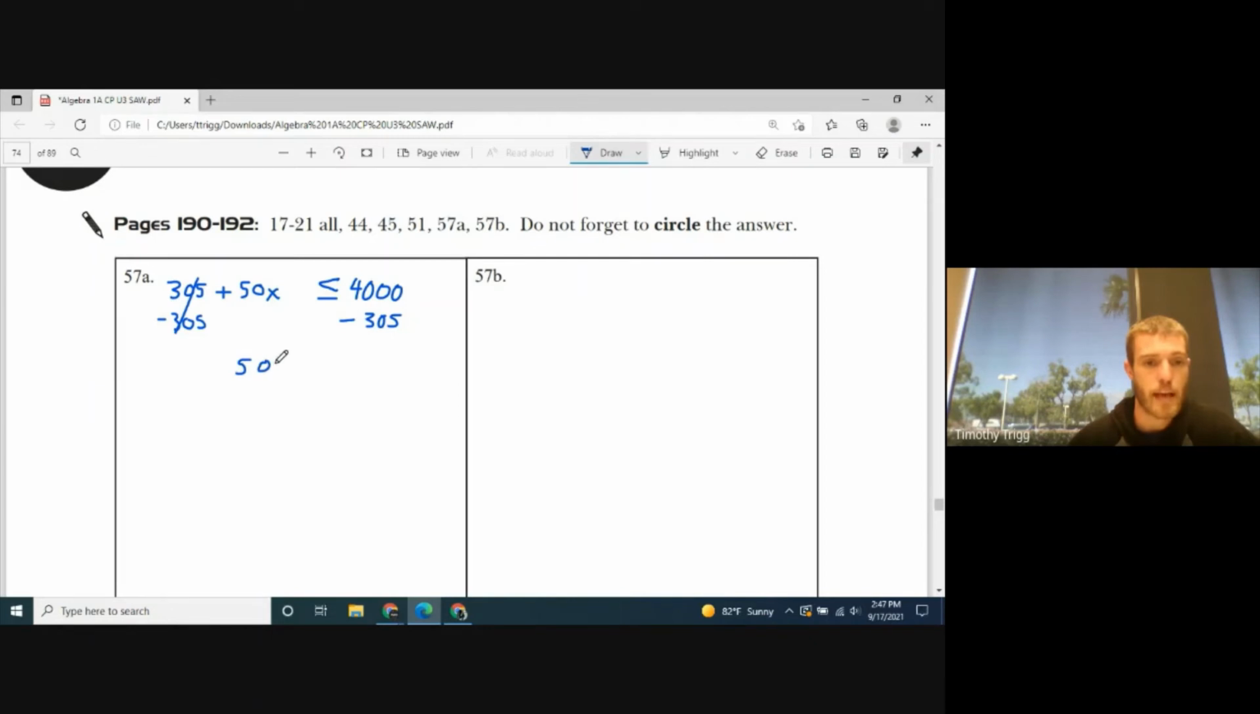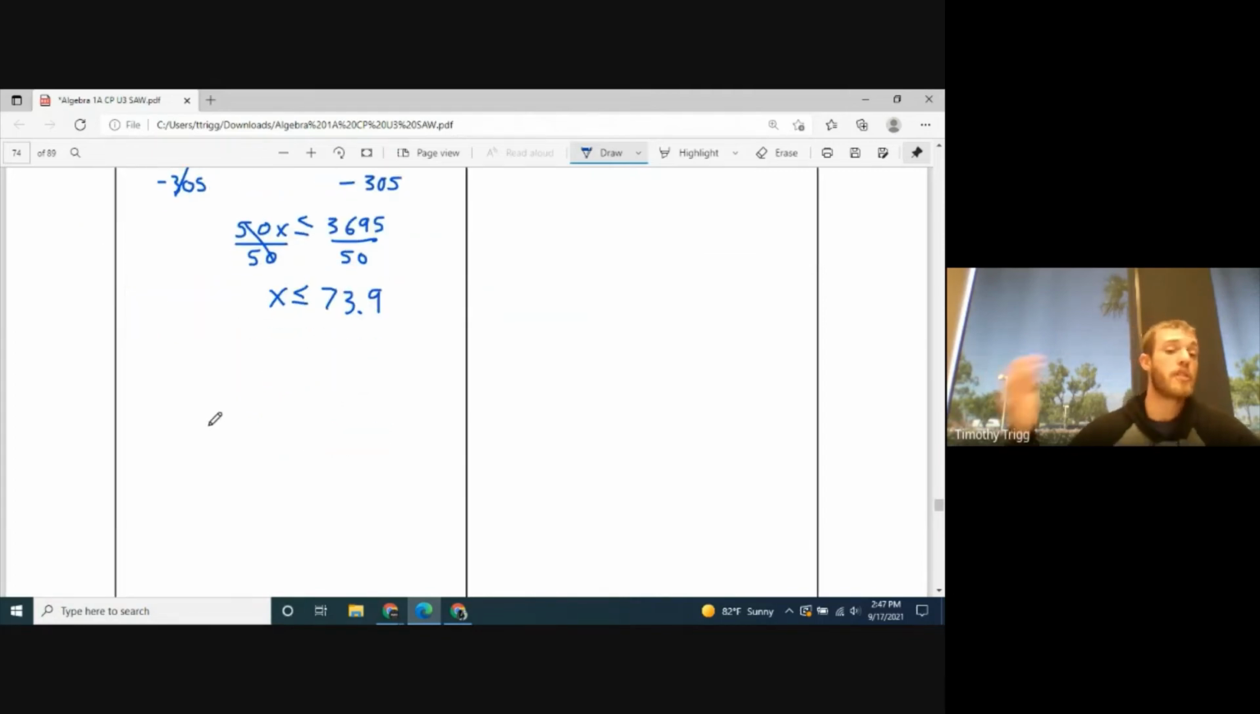This will give us 50x is less than or equal to 3,695. Divide both sides by 50 to get x by itself. That will tell us that the number of boxes he can bring on is less than or equal to 73.9. So we would say he can bring onto the elevator at most 73 boxes. So make sure you answer that in a complete sentence.